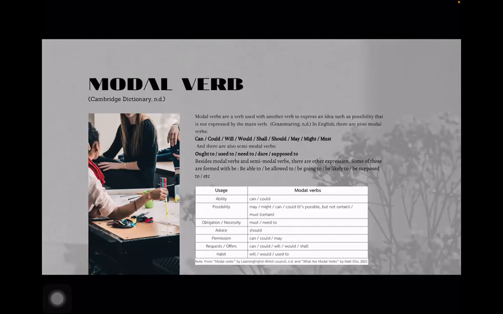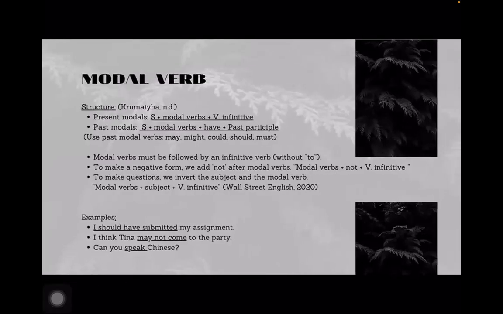To make sure that you get the picture, look at the table below. You can see that each modal verb can be used in many situations and objectives. For example, if you would like to talk about someone's ability, you can use can or could to express that idea, like he can speak English. Okay, next. So how do we create modal verbs in a sentence?